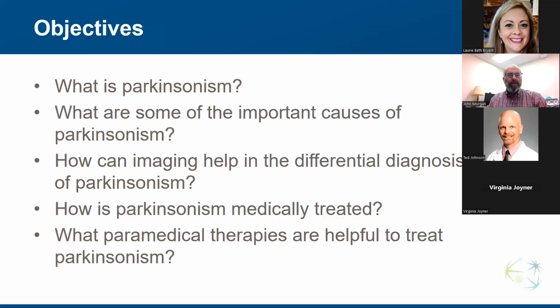The objectives for the talk today are to discuss what is Parkinsonism. You may have heard the term, but what exactly does it mean? What are some of the important causes of Parkinsonism? And there are lots of them. And how can you use structural imaging with MRI and CAT scan, or functional imaging with DAT scan, to help you in the differential diagnosis of patients with Parkinsonism? And how is Parkinsonism medically treated? That's a pretty simple answer for most folks, but it can get complicated. And what paramedical therapies are helpful to treat Parkinsonism?